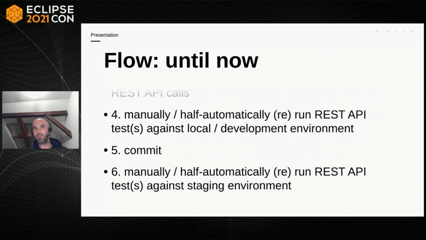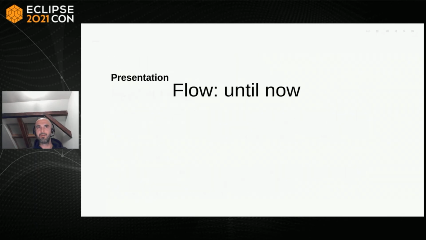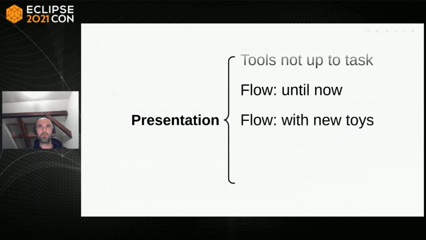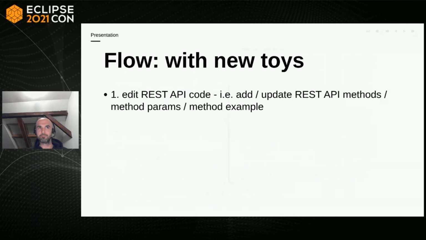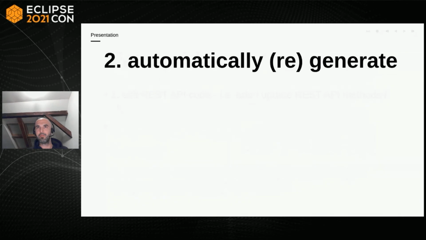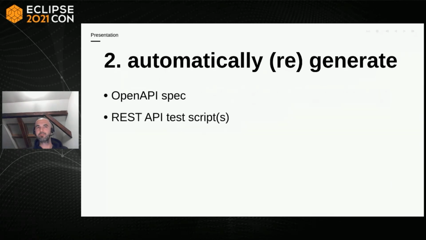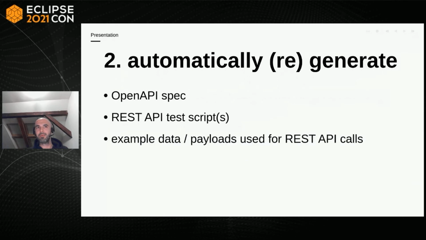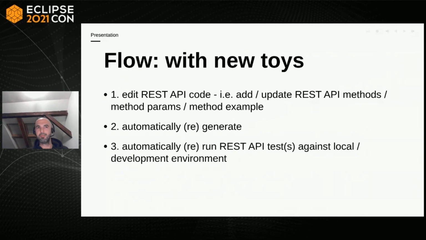So then you had to, again, manually or half automatically run those REST API tests. But again, the problems that I discussed a couple of minutes ago reappear over and over. So the flow with these new toys basically allows you to edit the REST API code just like you do, but then everything else is done for you automatically. So you can automatically regenerate the OpenAPI spec, the REST API test scripts, the example data payloads used for those REST API calls, and then you can automatically also run those REST API tests against local development environment.